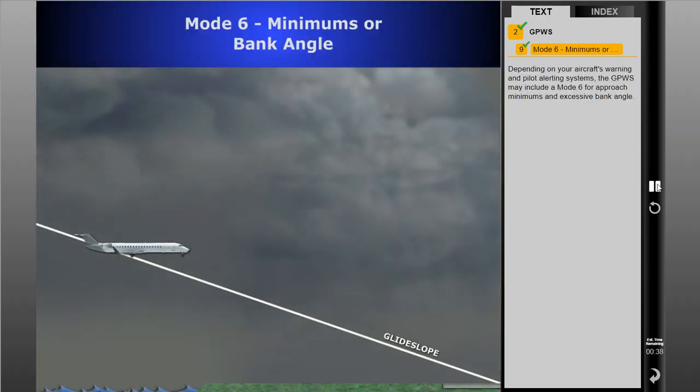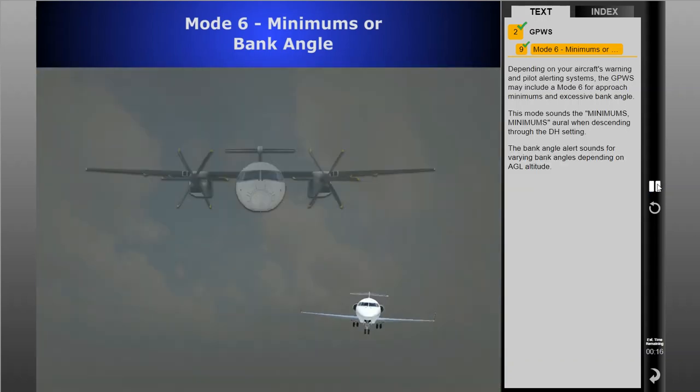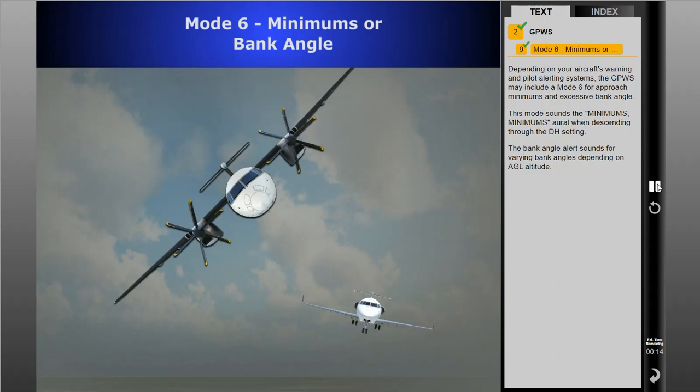Depending on your aircraft's warning and pilot alerting systems, the GPWS may include a Mode 6 for approach minimums and excessive bank angle. This mode sounds the minimums aural when descending through the decision height setting. "Minimums." The bank angle alert sounds for varying bank angles depending on AGL altitude. "Bank angle." For most aircraft, the angle at which this alert is activated will vary based on aircraft radio altitude.